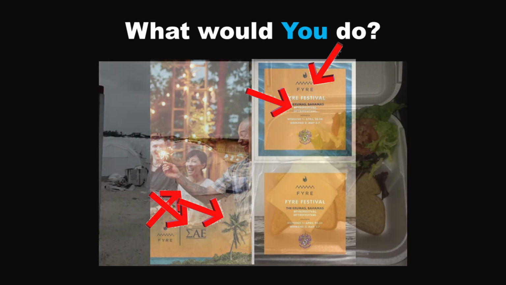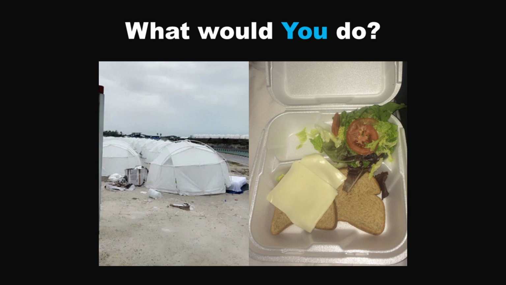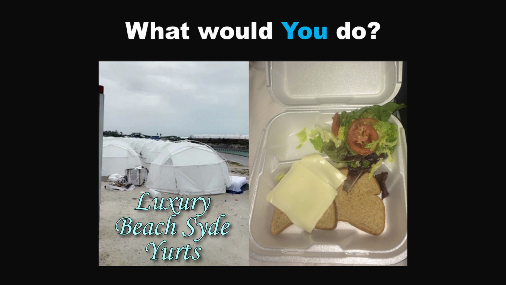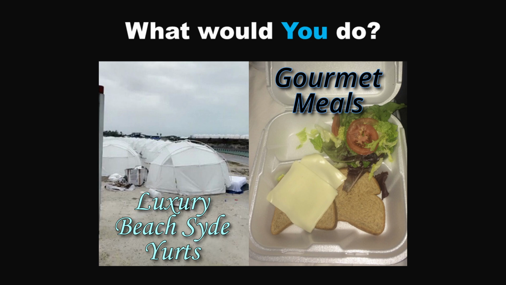But when you get there, you discover that the luxury beach yurts are actually leftover FEMA tents from Hurricane Katrina. And those gourmet meals that you paid for are cheese sandwiches handed to you in styrofoam boxes. Yes, that's what happens.